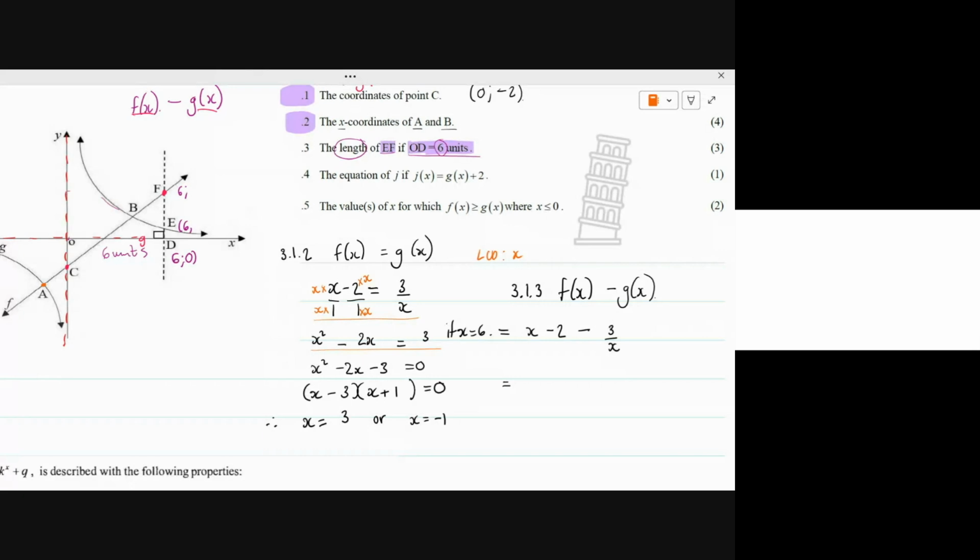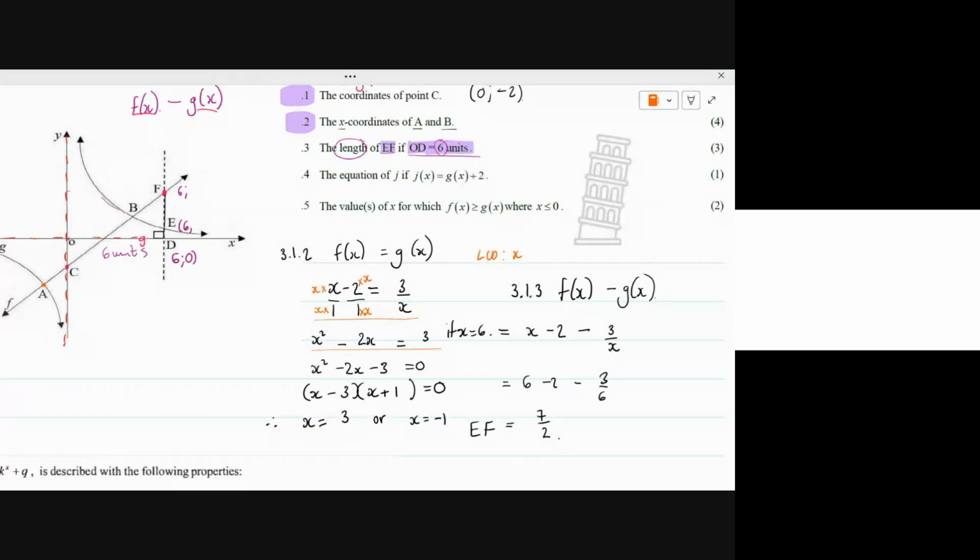I'm looking at something like 3.5, 7 over 2. Yeah, that's it. Because we'll just get 6 minus 2 minus 3 over 6. That is 4 minus a half, and that will give you 3.5, which is 7 over 2. Okay, so the distance between E and F, EF, is equal to 3.5 units. Okay, this was a tough one.